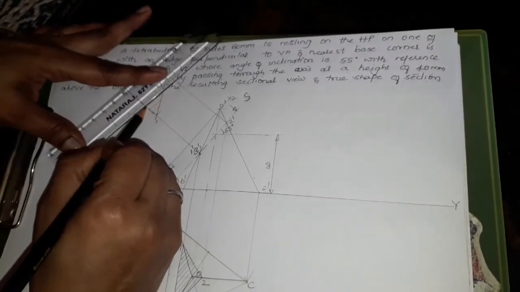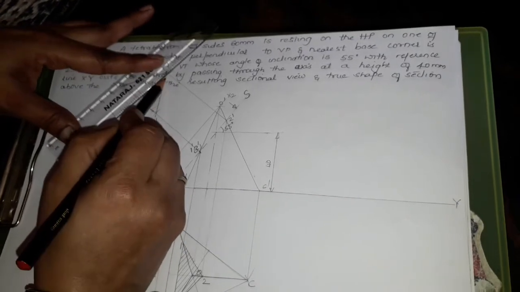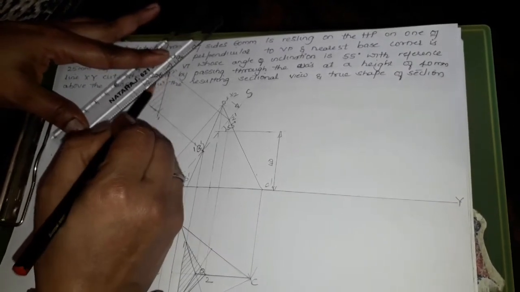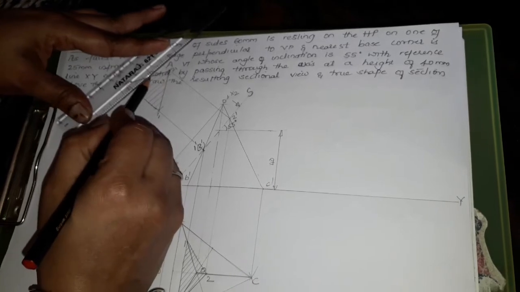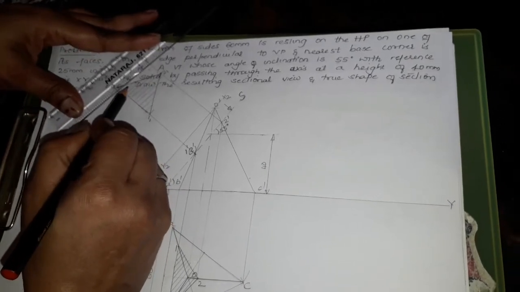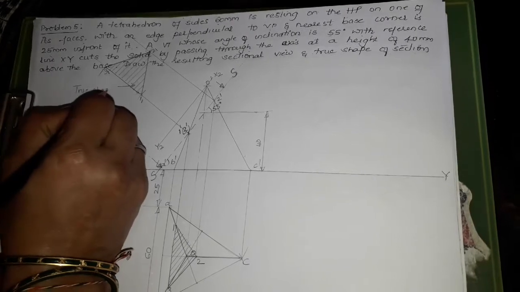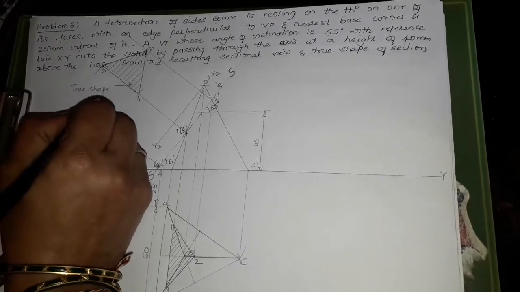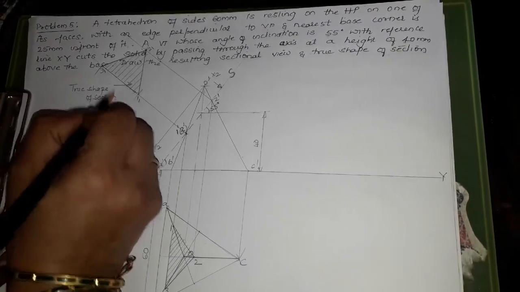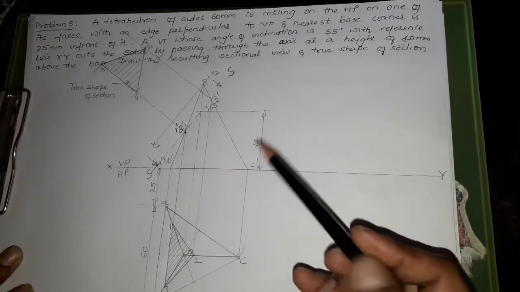Hatch it by 45-degree lines. So this will be the true shape of section. The true shape of section is also a triangle. Just show that this is the true shape of section. I hope you don't have any doubts now. So this completes the solution of the problem. Thank you.